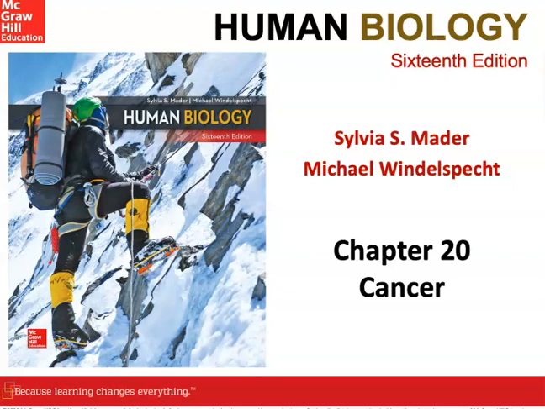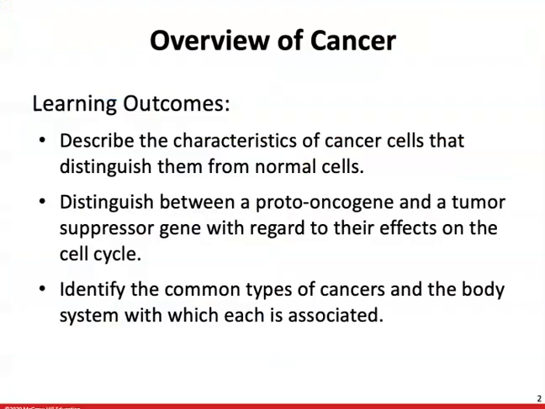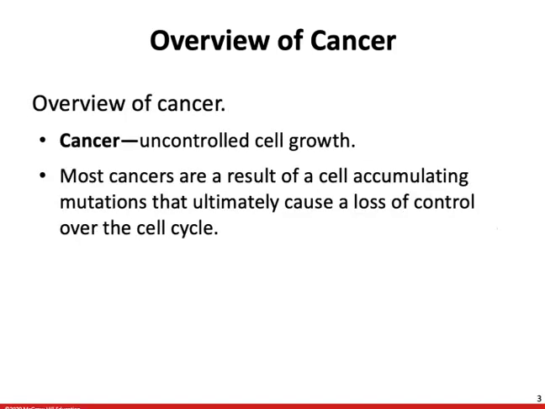So in our previous chapter, we talked about what happens during non-disjunction when the mitosis process doesn't go quite as planned. In this chapter, we're going to talk about cancer, specifically the formation of cancer, which is also usually caused by problems with the cell cycle. So we'll start off with an overview of cancer.